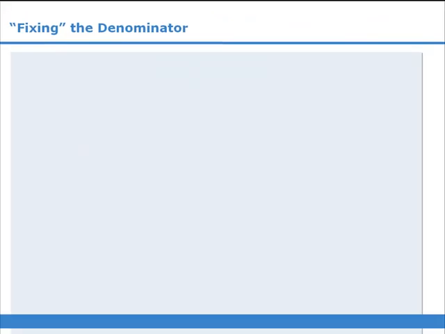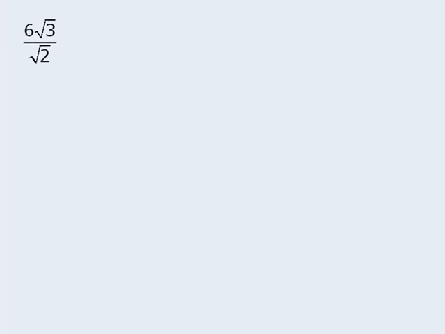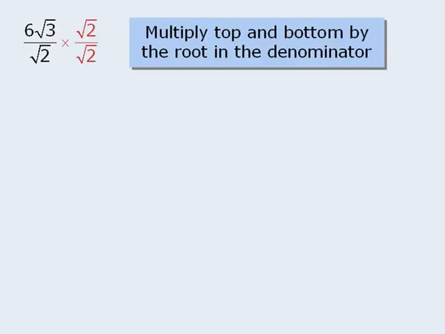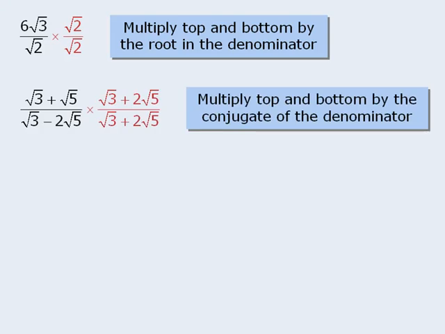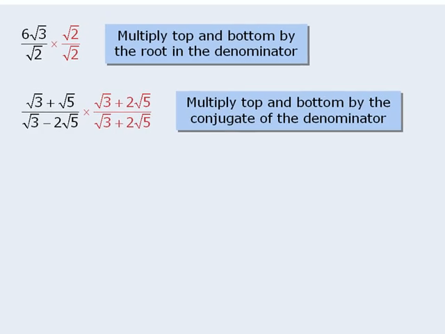Okay, let's summarize. If we have a fraction with one term in the denominator, we can fix the fraction by multiplying top and bottom by the root in the denominator. If we have a fraction with two terms in the denominator, we can fix the fraction by multiplying top and bottom by the conjugate of the denominator.